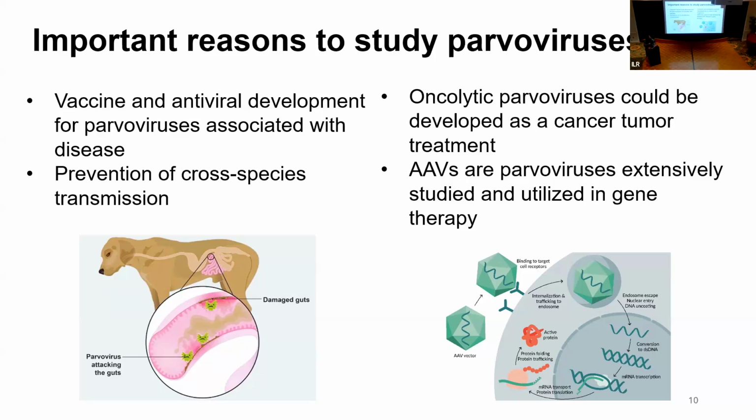So really cool. Another cool thing is that for the parvoviruses that actually do cause disease, knowing their structure could help us with vaccine design or antiviral drug design. And also the reason why studying structure is so important is that we want to prevent cross-species transmission, where a virus is able to mutate and originally only affect one host, but mutate enough to also spread to other hosts, which is never a good thing.